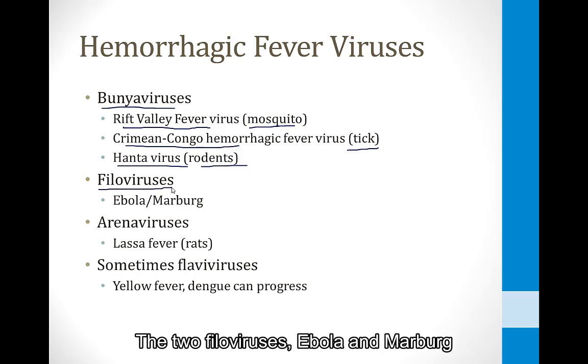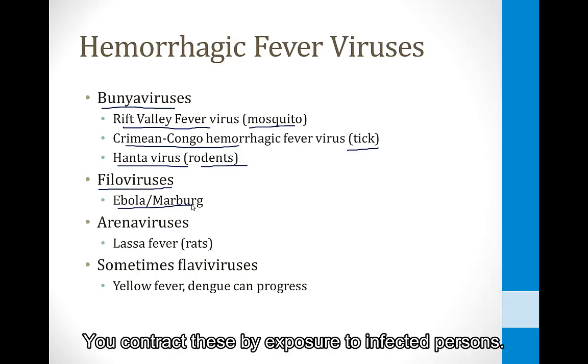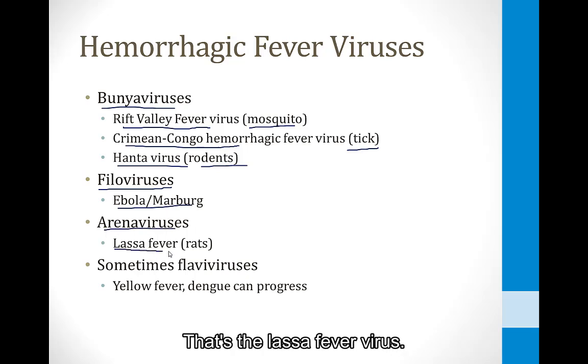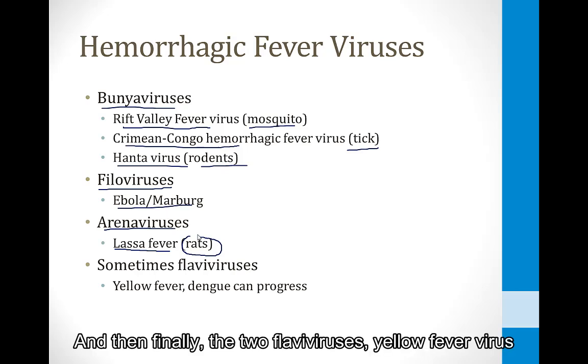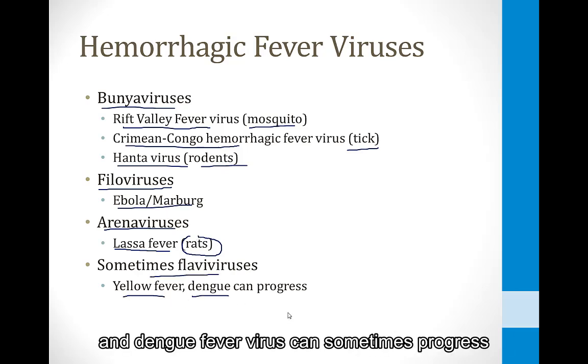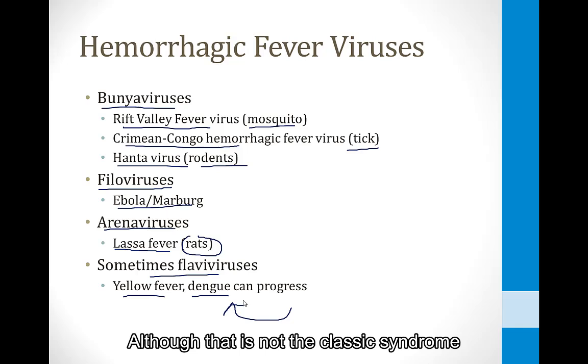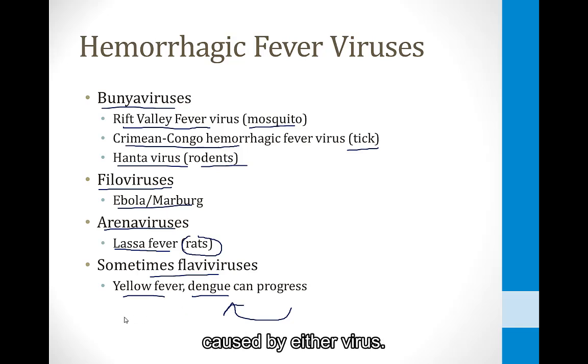The two filoviruses, Ebola and Marburg, can both cause hemorrhagic fever. You contract these by exposure to infected persons. There's one RNA virus that can cause hemorrhagic fever. That's the Lassa fever virus, and remember, it lives in rats, and the rats shed this in their urine. And then finally, the two flaviviruses, yellow fever virus and dengue fever virus, can sometimes progress to a hemorrhagic fever type picture, although that is not the classic syndrome caused by either virus.